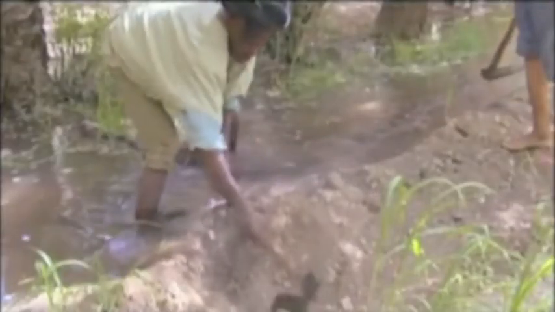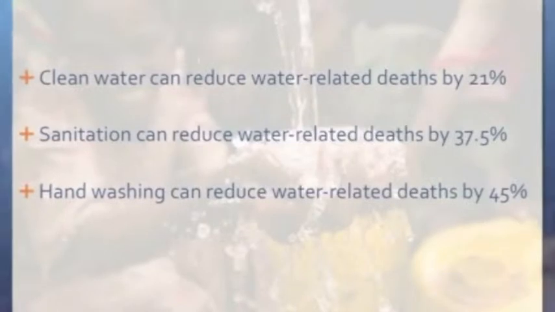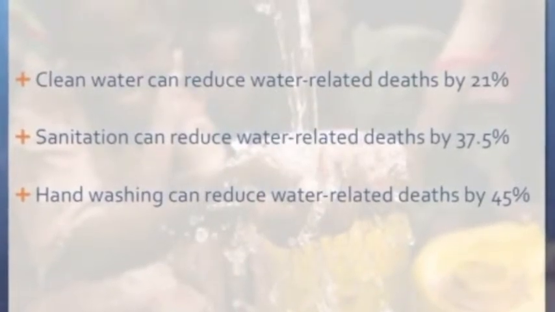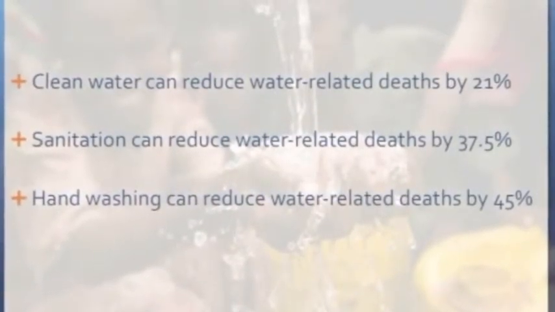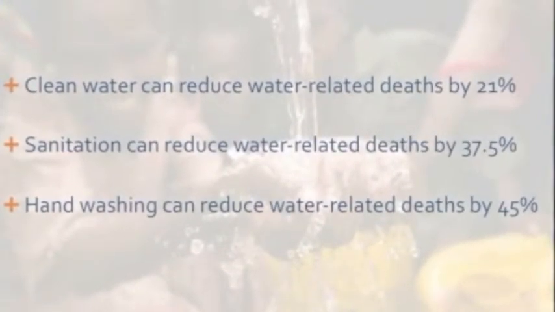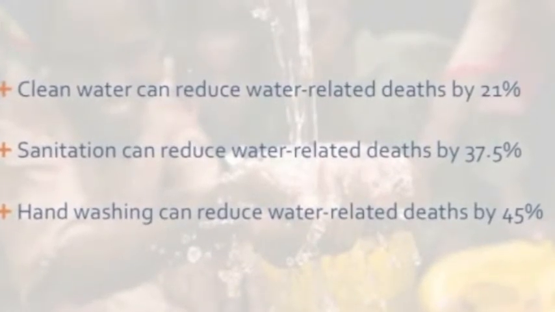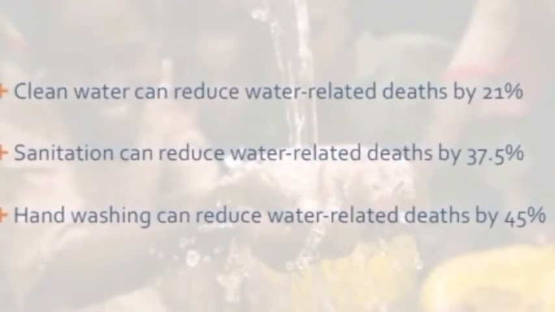However, hope is growing to combat this tragedy, with many different organizations whose goal is to provide clean water to impoverished people across the world. By just providing clean water, it can reduce water-related deaths in poverty-stricken countries by 21%. Clean water, given proper sanitation, can reduce deaths by 37.5%. And just being able to have fresh water to wash their hands can reduce death by 50%.